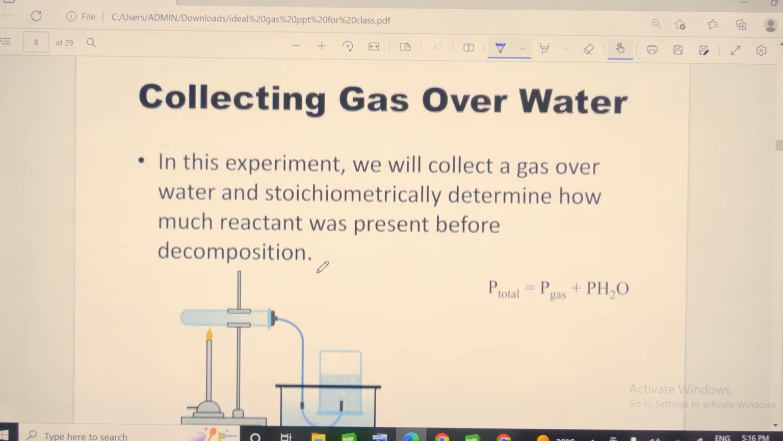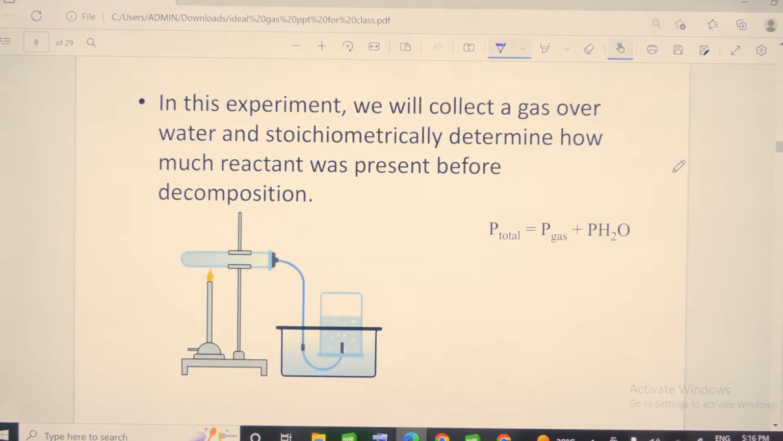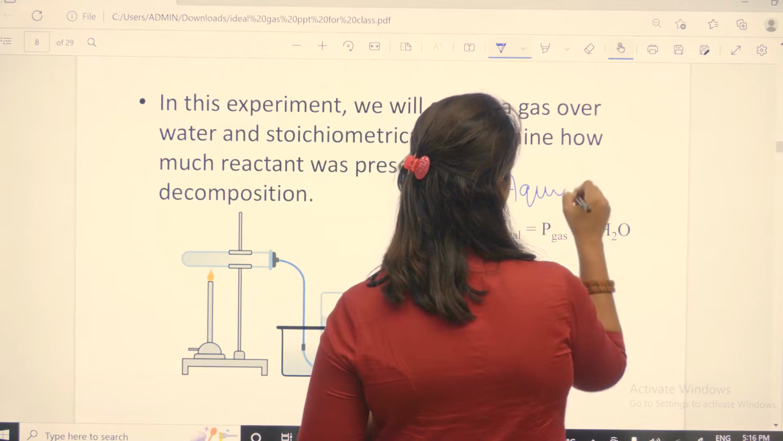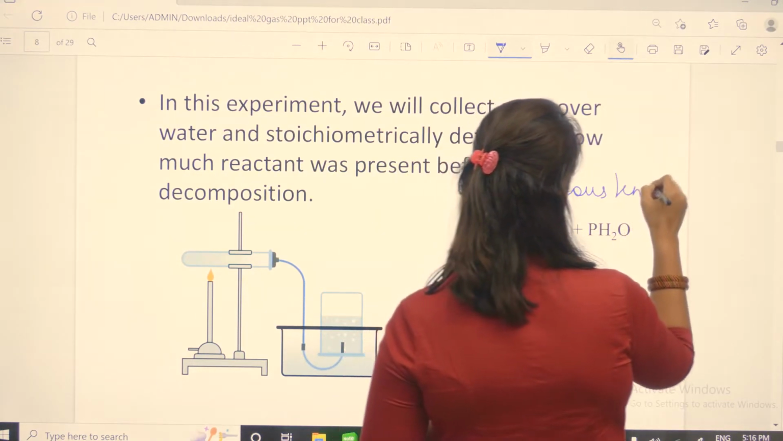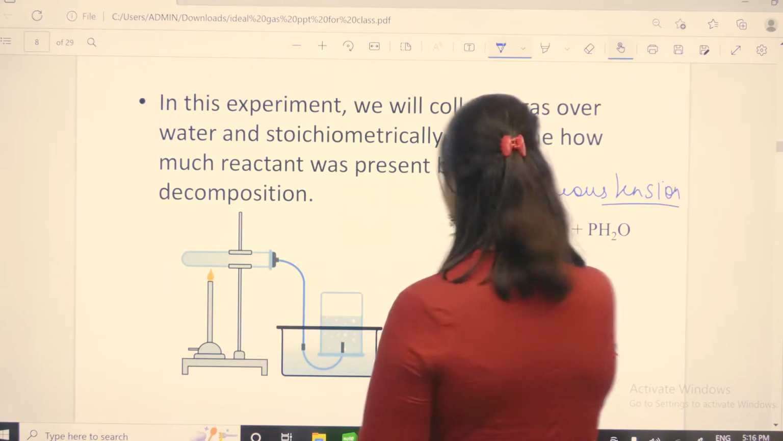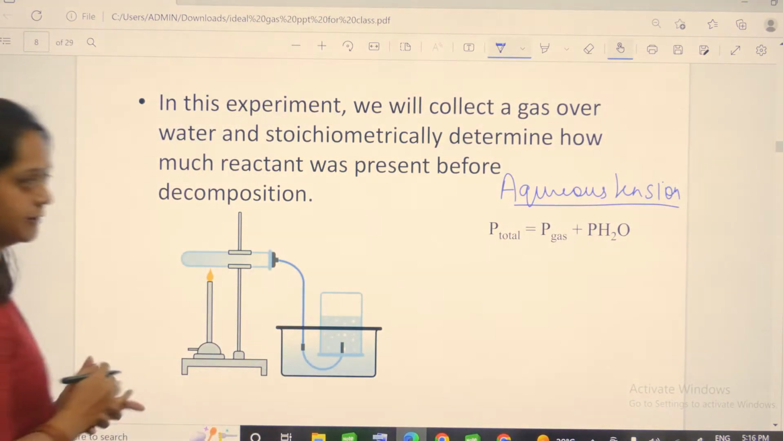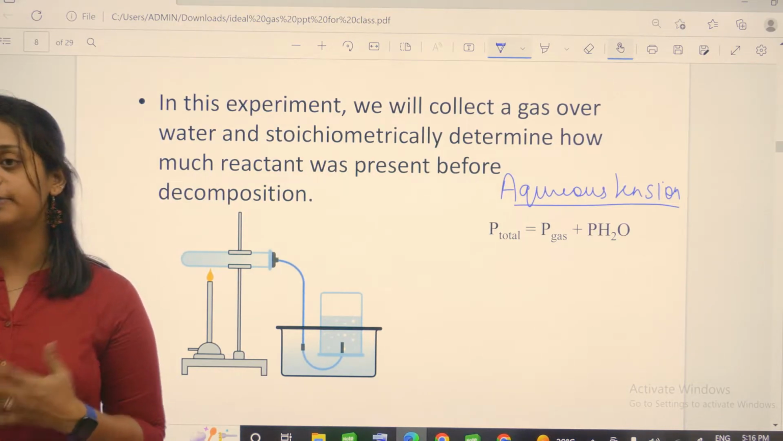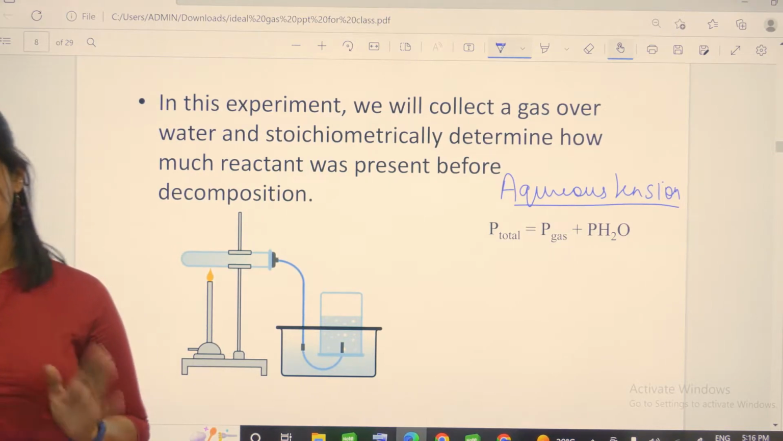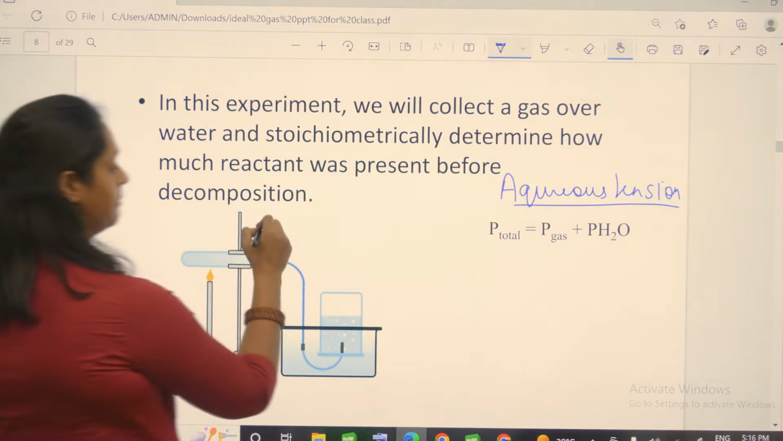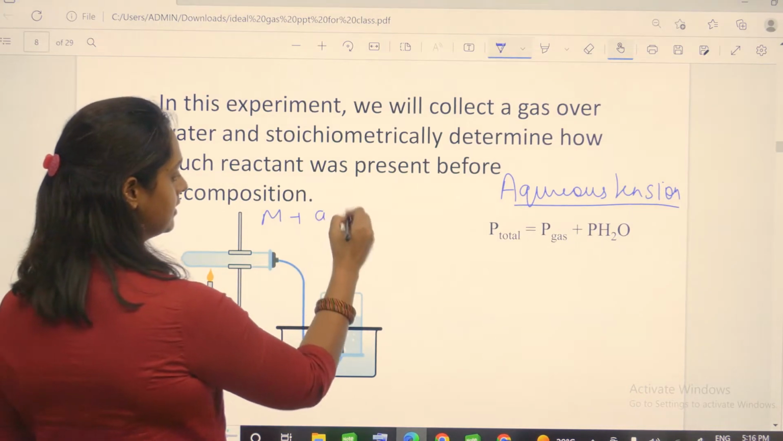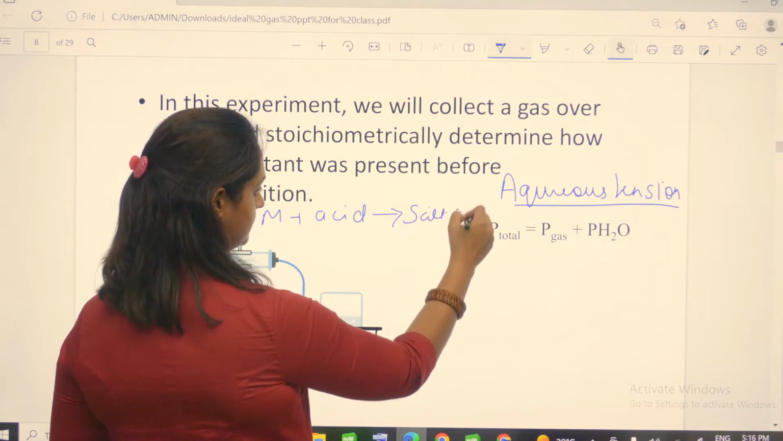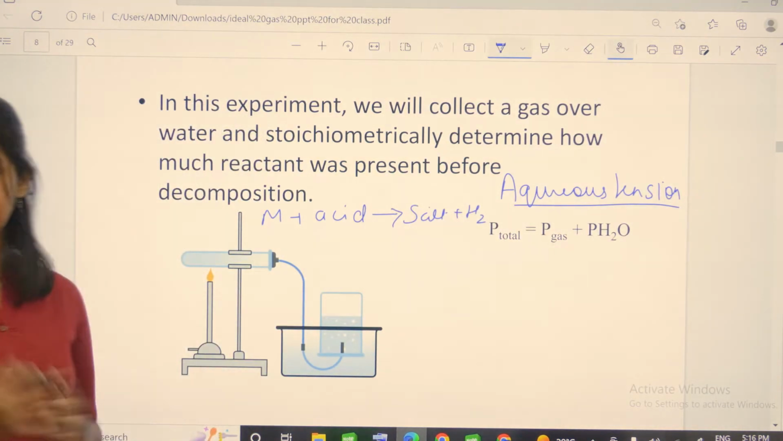ठीक है. Now we come to another phenomenon, aqueous tension. There is a term which is referred to as aqueous tension. So in order to understand aqueous tension, this is the setup for an experiment. So let's say metals react with acid to liberate hydrogen gas. पढ़ा था? So metal with an acid results in release of salt plus hydrogen. Hydrogen gas is evolved.